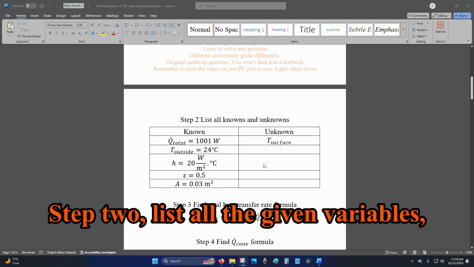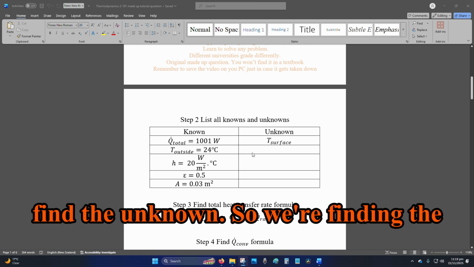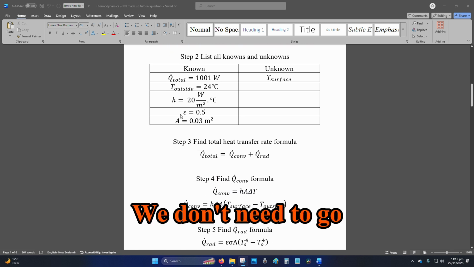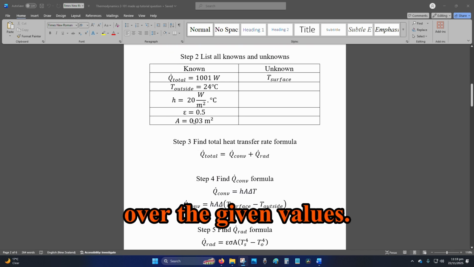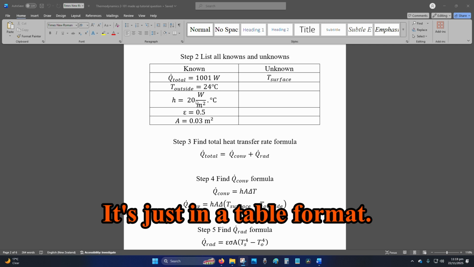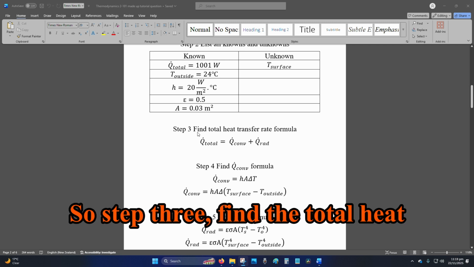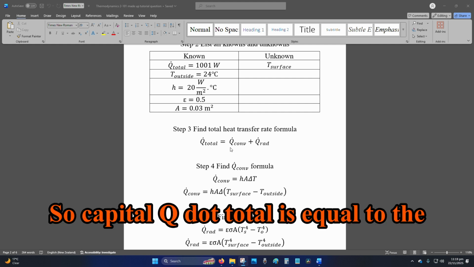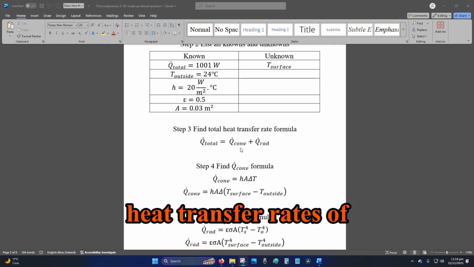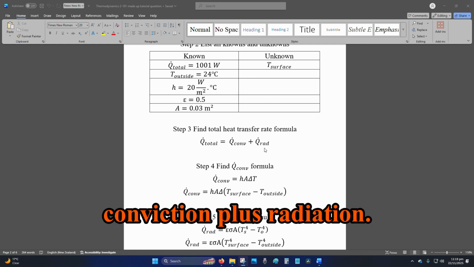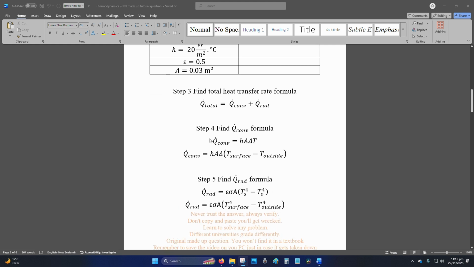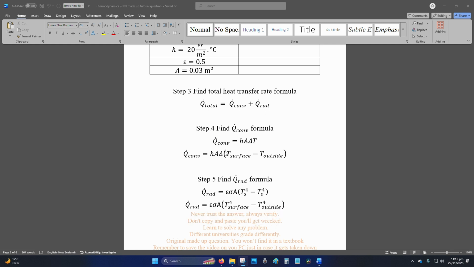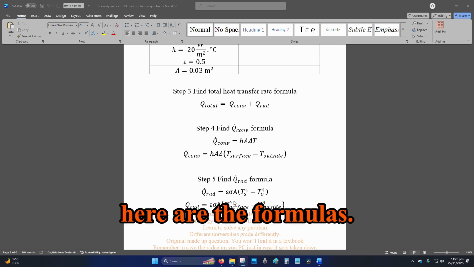Step 2, list all the given variables, find the unknown. So we're finding the surface temperature. We don't need to go over the given values. It's just in a table format. Step 3, find the total heat transfer rate formula. So capital Q dot total is equal to the heat transfer rates of convection plus radiation. Step 4 and 5, we're going to find the convection and radiation respectively. So here are the formulas.